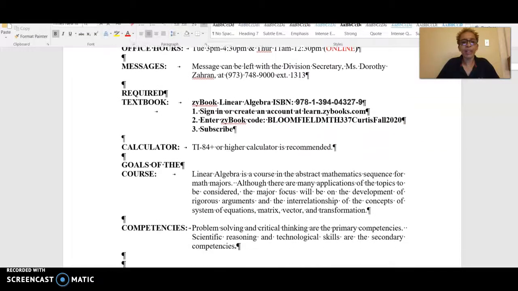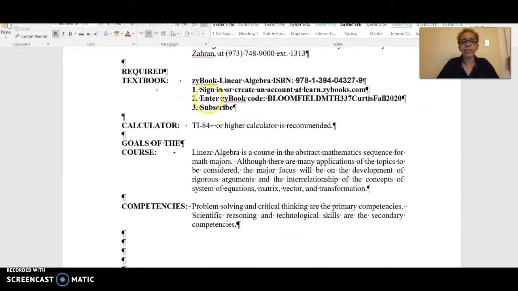Let's see, your calculator is a TI-84 calculator or something like that. You need a graphing calculator. It would be very helpful to have. It'll make the course a lot easier for you. I recommend that you get that, and also get the Zybook as soon as possible. It's an online interactive book.